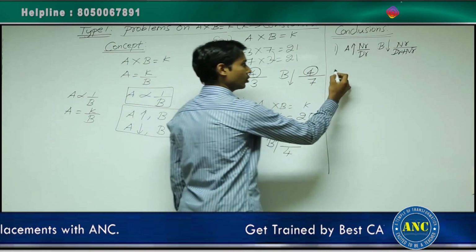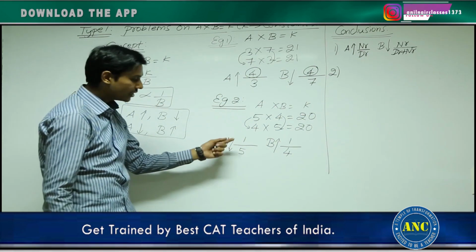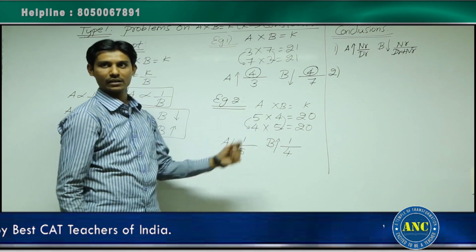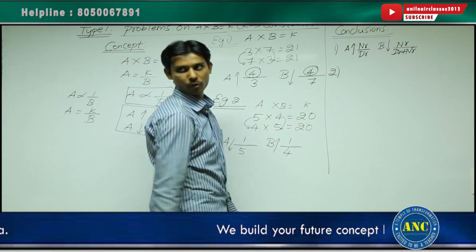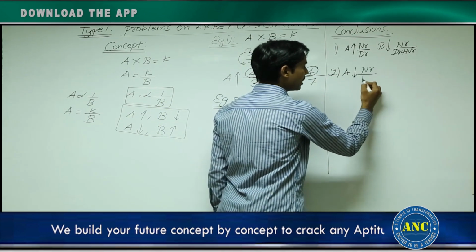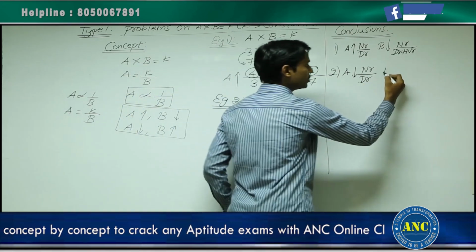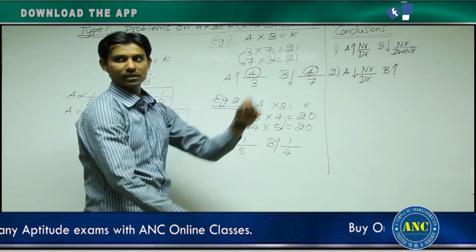Similarly, second conclusion. A decreases by 1 by 5. It is not always 1 by 5. It is 1 by 5 because I have taken these numbers. In general, A decreases by some fraction, NR by DR. See here. If A decreases, then B should increase. By what value should it increase?